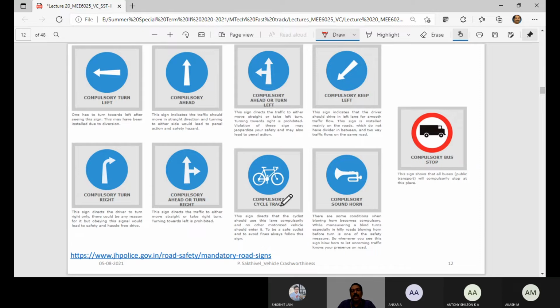Compulsory cycle track: the cyclist on the road should go in that cycle track only. Then compulsory sound horn. Maybe this is important. Where there are school children crossing nearby, you should not use the horn. At the same time, where a compulsory sound horn is required, it means there will be more pedestrians suddenly involved in those areas, so you are given this sign. Then similarly, you also have compulsory bus stop and so on. So these are all the mandatory signs, rules, road signs that we have seen.